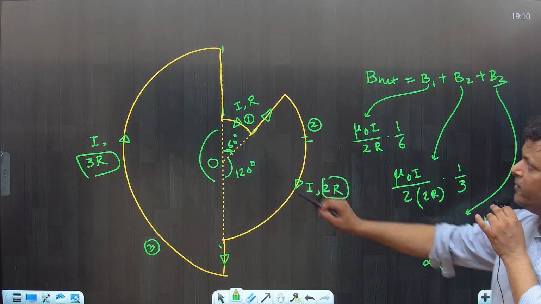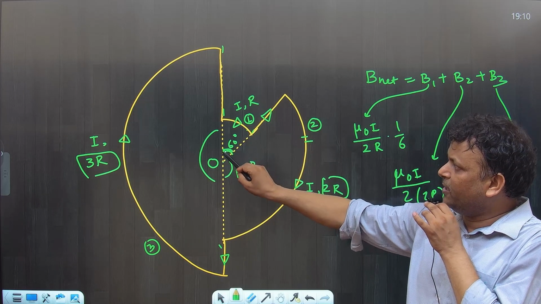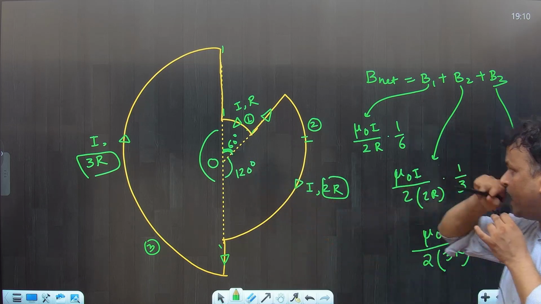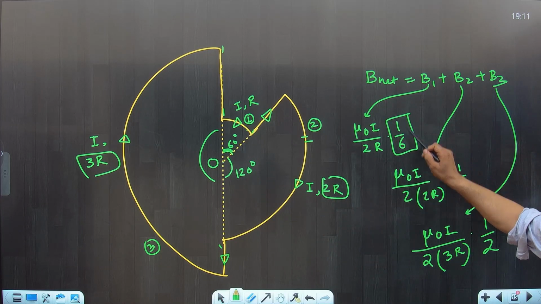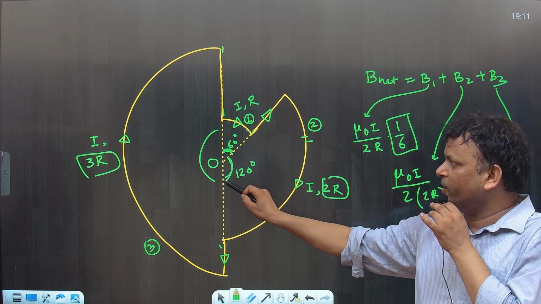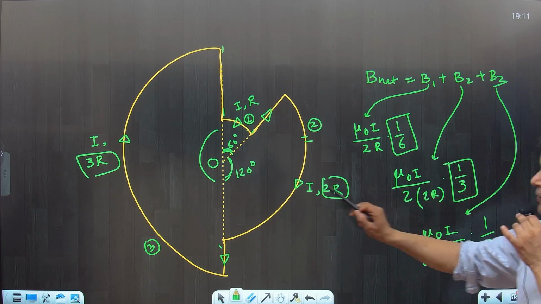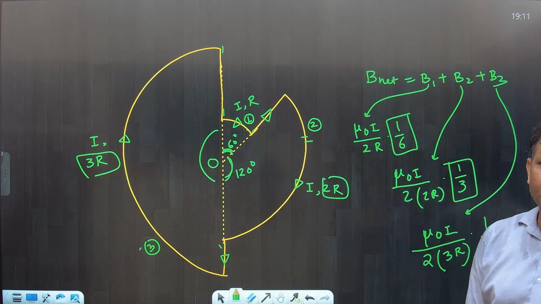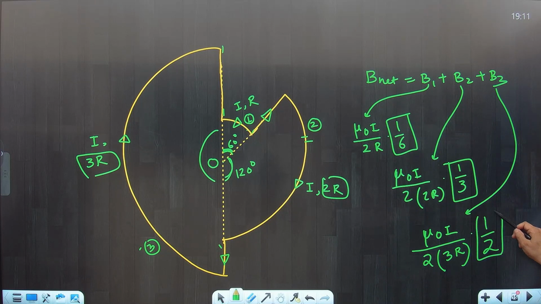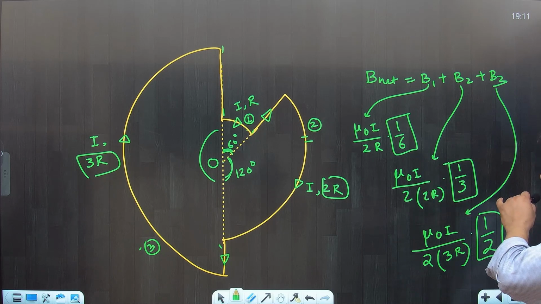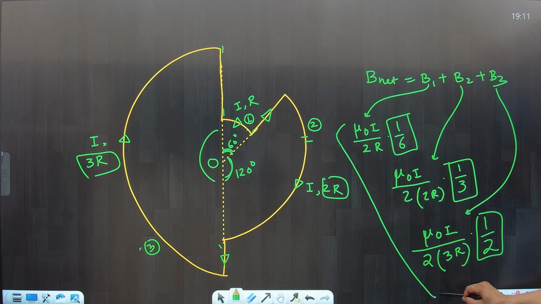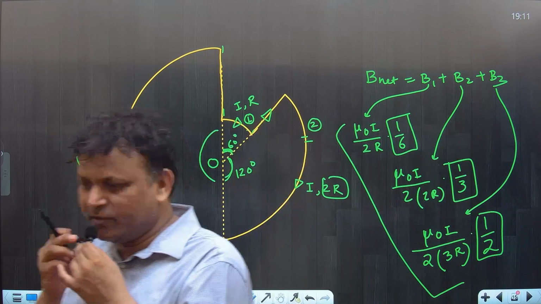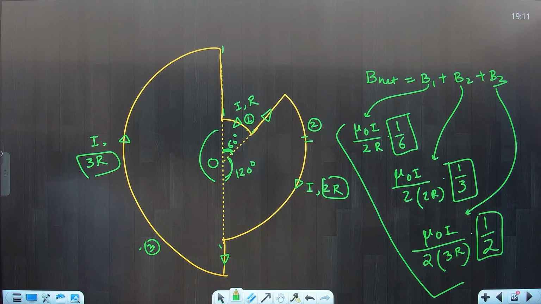For the first part, it was subtending angle 60 degree at the center, so you have multiplied by 1 by 6, it is the sixth part. For the second part it is subtending 120 degree, which is 1/3 part, and for the third part it is making angle 180 degree, it is a semicircle, a half circle, so you are multiplying it by half. So just take mu naught I by 2R out and calculate the answer. Let me see what the answer is so that you can check yourself.